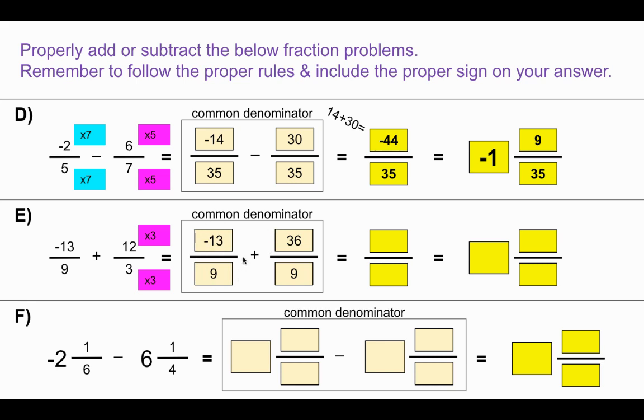So we got a positive 36, but a -13. All right, so the guys are opposites. Got to subtract. So 36 minus 13 will give you 23. There's more positives, so it's a positive 23 over 9. So how many 9s can you get out of that 23? 2. With how much left over? 5, and then the denominator stays the same.